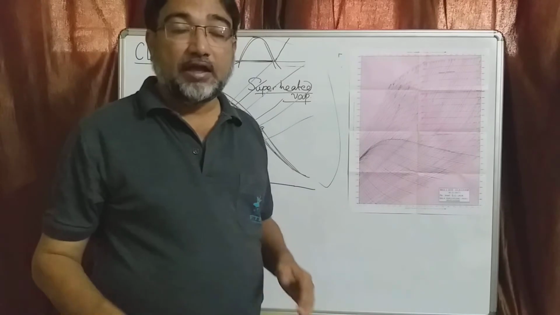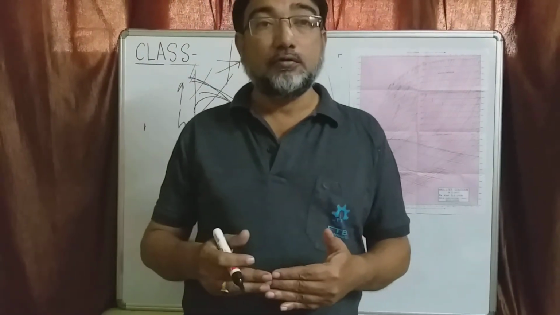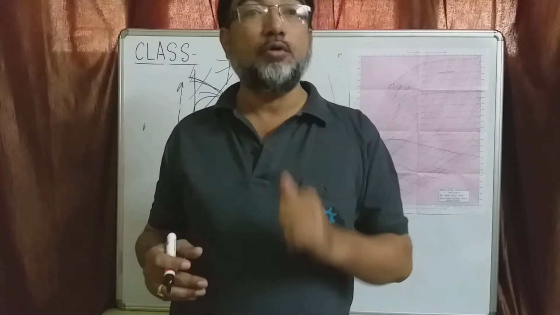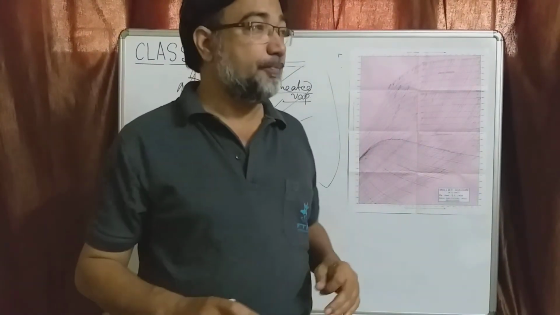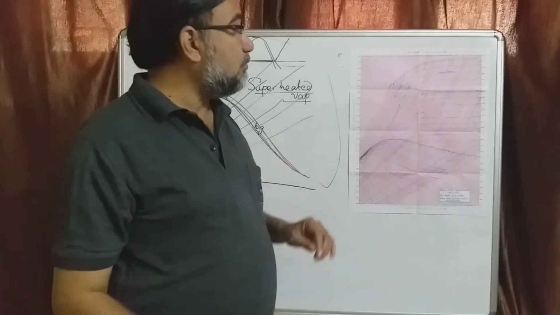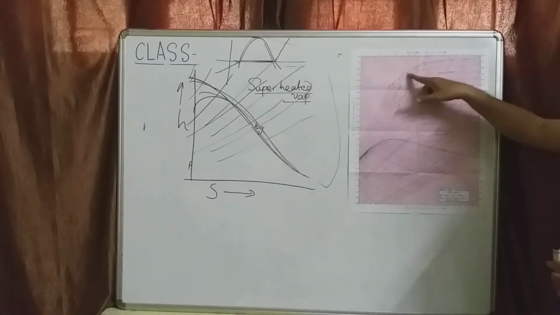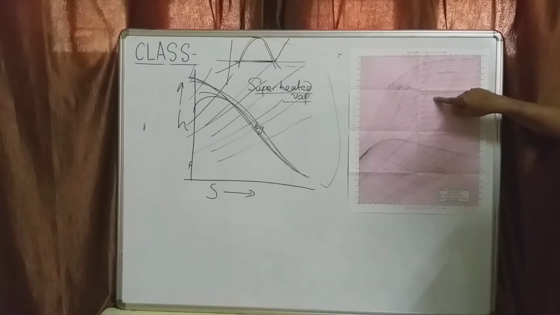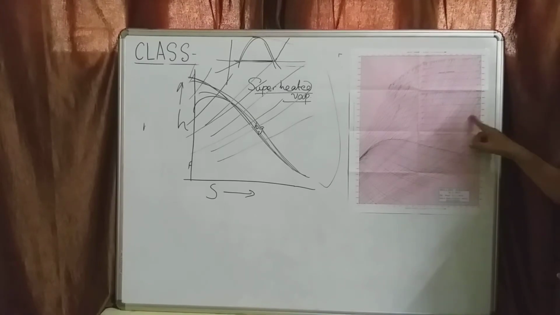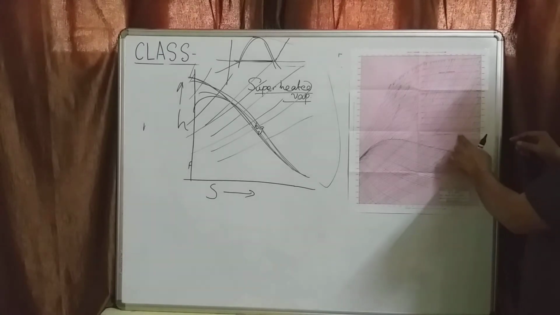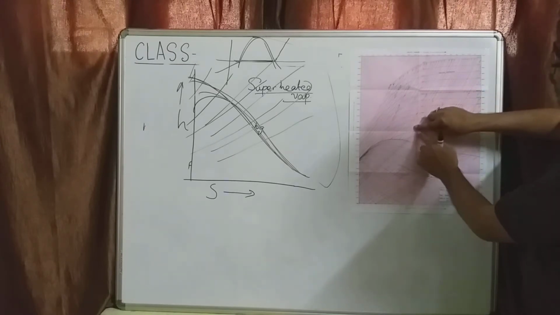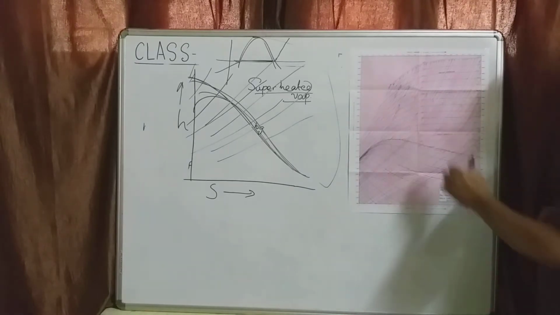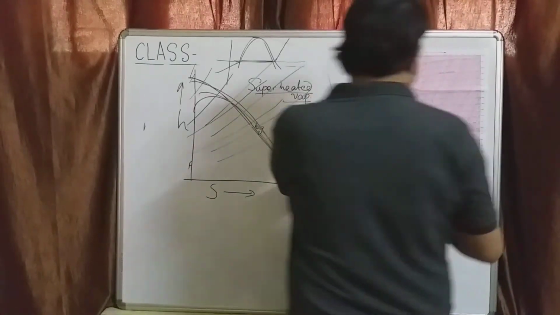What I am trying to tell you is that if you are having a Mollier diagram and you know the values of two properties, suppose the steam pressure is 20 bar and temperature is 200 degree centigrade, then you can do the following. These are the constant pressure lines, and this is the 20 bar line. Then there are temperature lines: 300 degree, 350, 250, 200, 220. So you can keep one finger on the 200 degree centigrade line and then the 20 bar line. Wherever they intersect, that point is located.